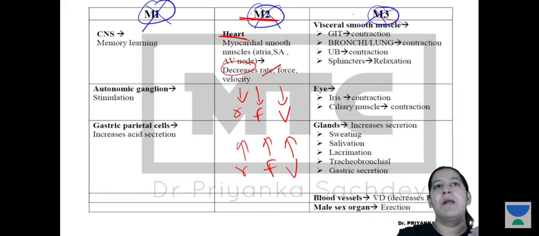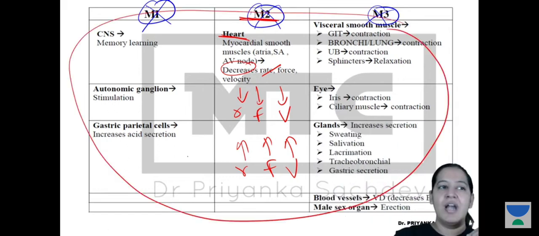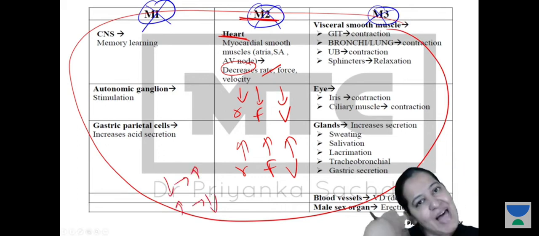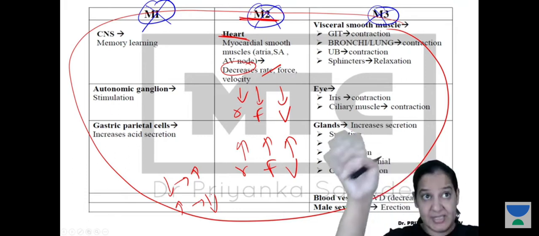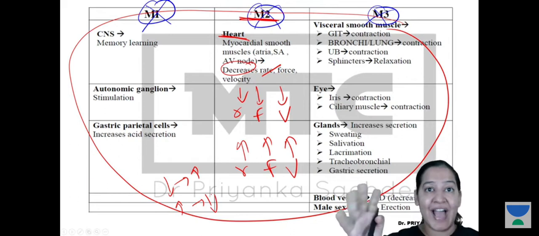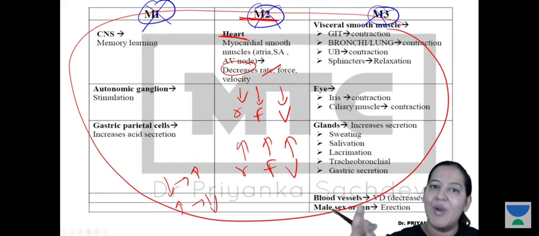ये पूरे table को उल्टा दो, reverse कर दो. जहां decrease है वहां increase कर दो, जहां increase है वहां decrease कर दो. So that will be the action of these drugs. Yesterday I taught you this table very judiciously. So these are the actions of cholinergic drugs. उसका उल्टा कर दो तो anticholinergic बन जाएगा.